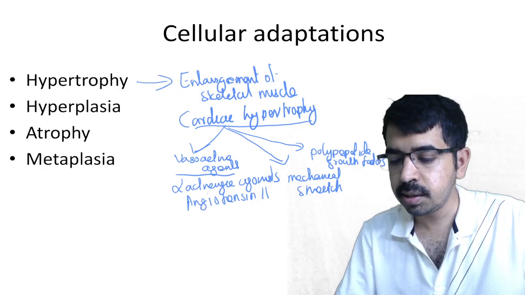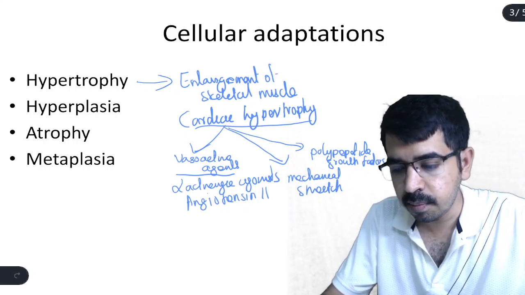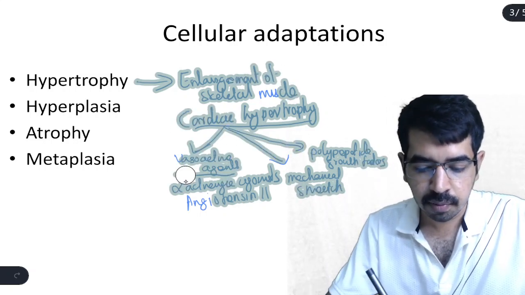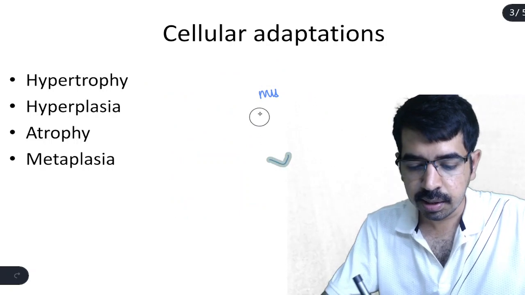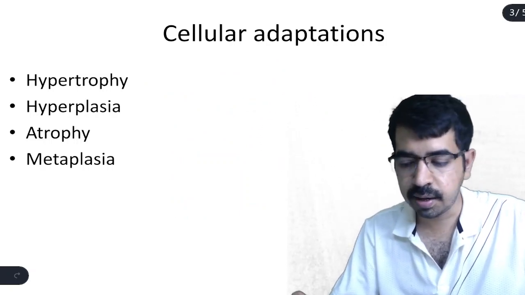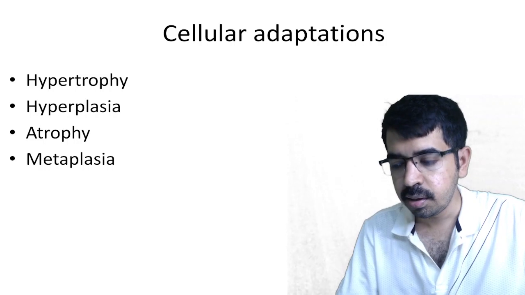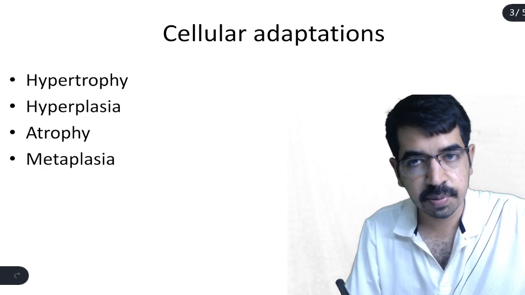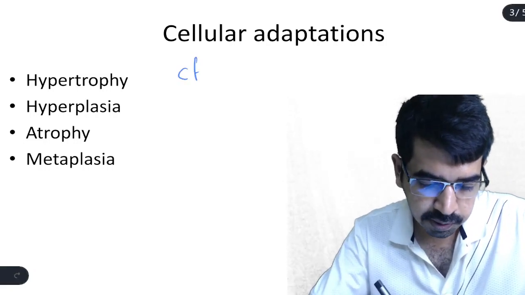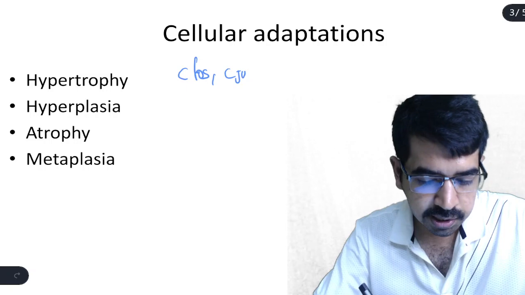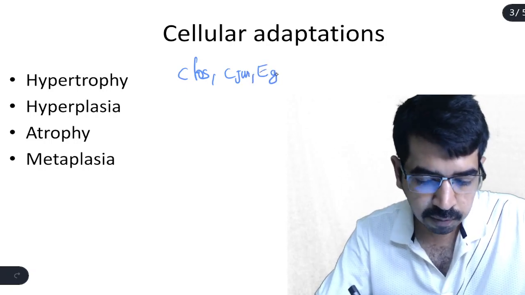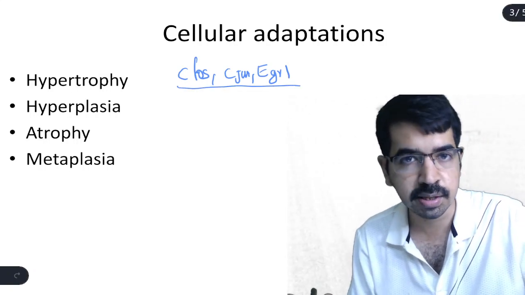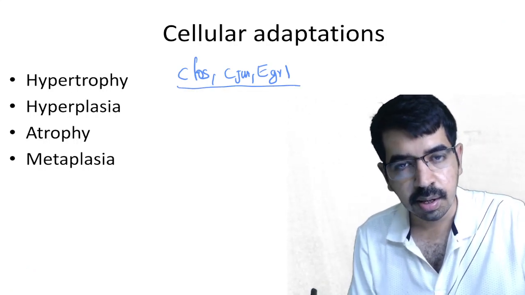And certain interesting changes can also take place in cardiac hypertrophy. Let us learn that also. For example, certain genes encoding transcription factors are overexpressed in cardiac hypertrophy. Increased expression of the genes encoding transcription factors, for example, C-FOS, C-JUN, EGR1, etc. So genes encoding these transcription factors can be overexpressed in cardiac hypertrophy.